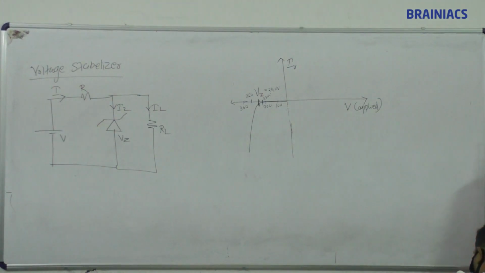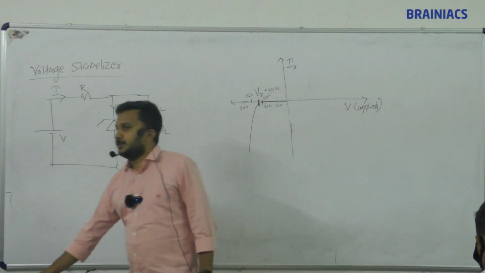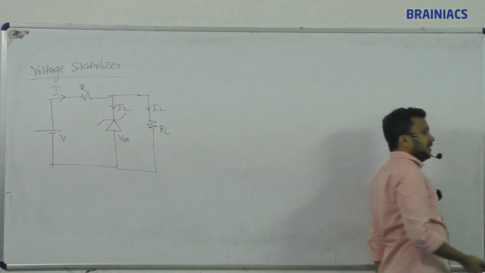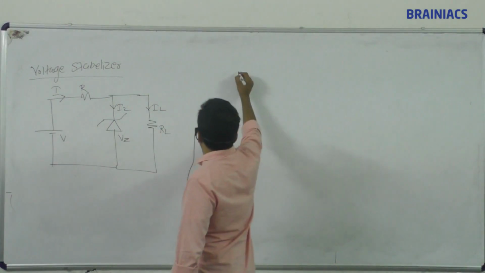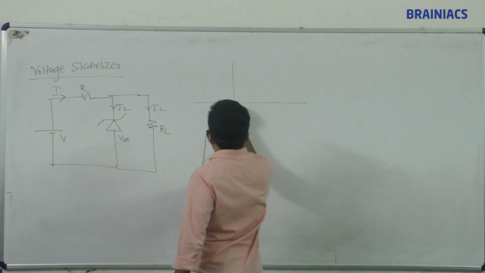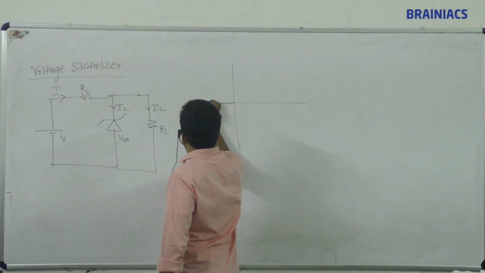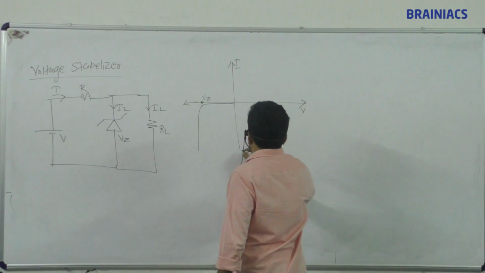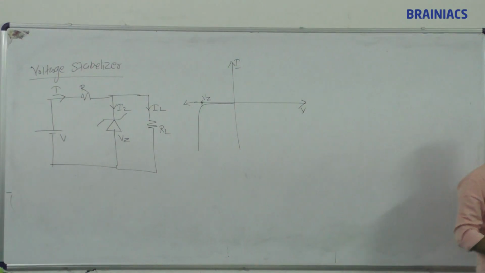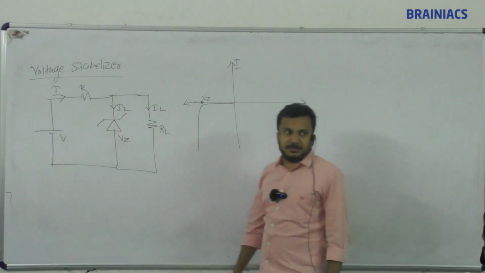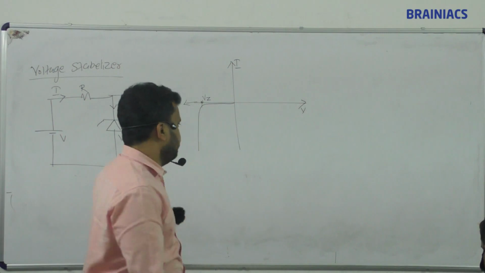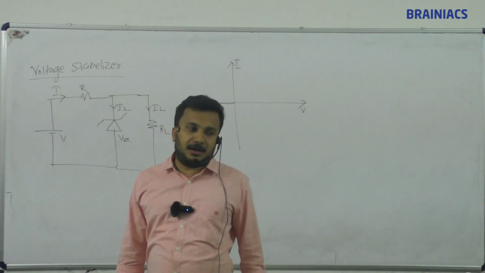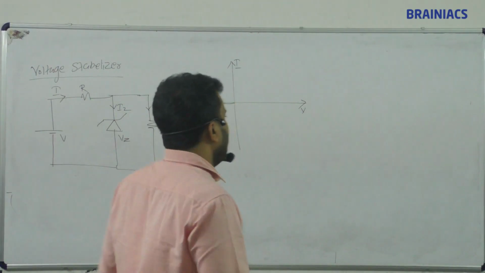Below, right? The purpose of the Zener diode is to give a stable output voltage to the connected load resistor RL.